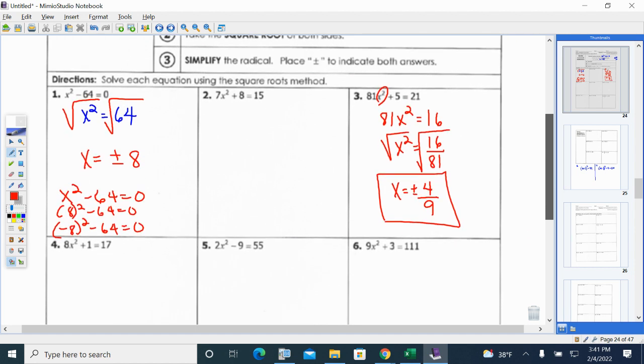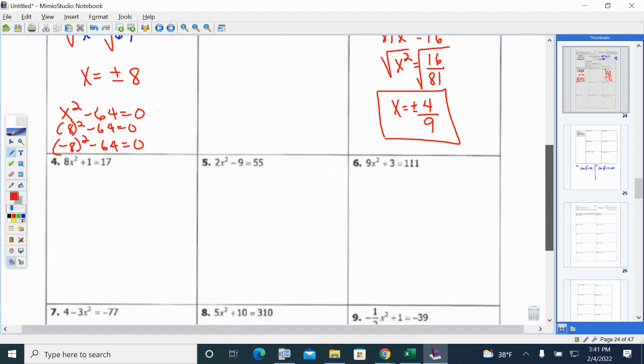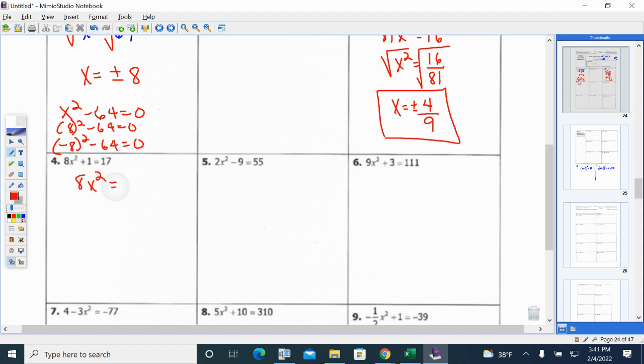The same thing is going to happen on number 2. Let's look down at number 4, though. Number 4 says 8x squared plus 1 is equal to 17. Same process. We need to get the x squared term by itself. We're going to subtract the 1. 17 minus 1 is 16. Divide both sides by the 8. 16 divided by 8 is 2. And then when we square root both sides, what you're going to find here is that we cannot take the square root of a 2. So the answer for this is a positive and a negative square root of 2.